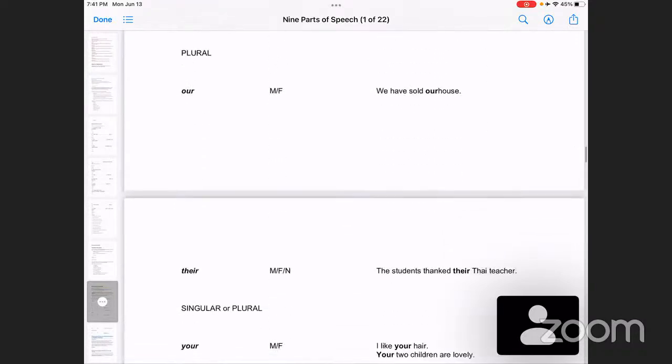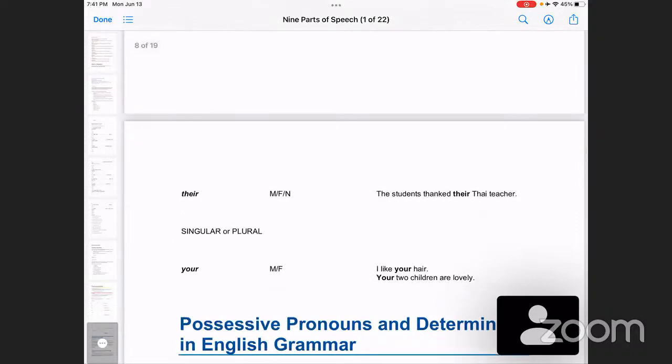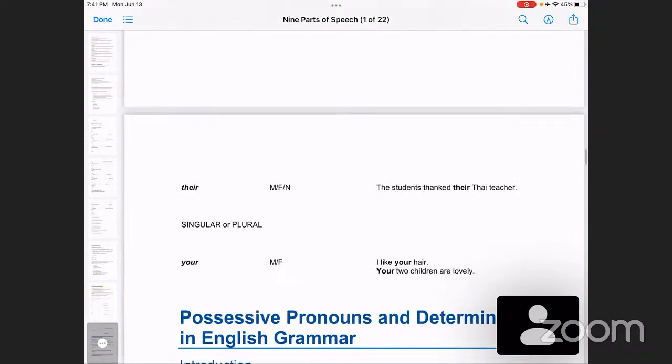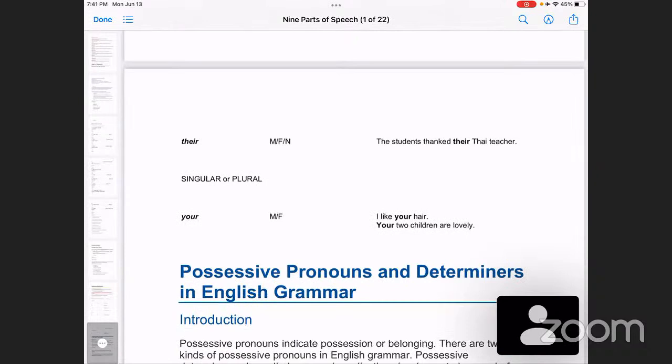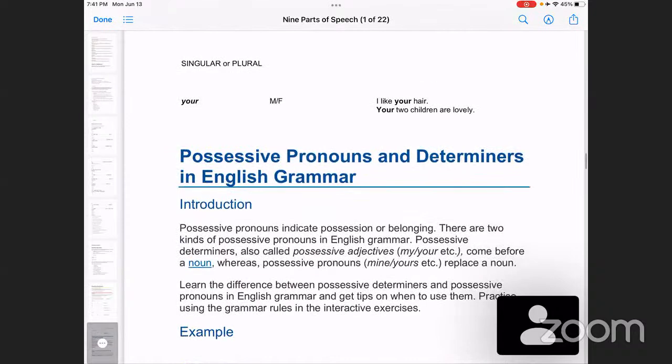Plural is our. We have sold our house. There, the students thank their Thai teacher. Your, I like your hair. Your two children are lovely.